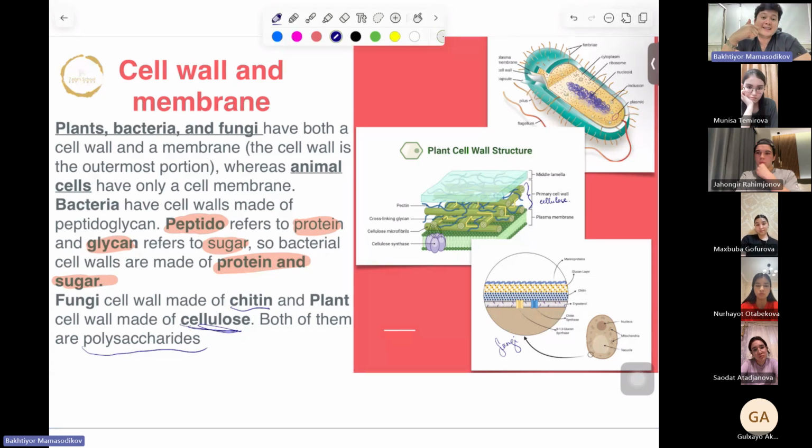The cell wall exists not only in eukaryotic cells, but also in prokaryotic cells, like bacteria. Only three organisms have a cell wall: plants, bacteria, and fungi. Plants and fungi are eukaryotic cells, and bacteria is a prokaryotic cell. Okay, this is what you have to remember. Any questions?